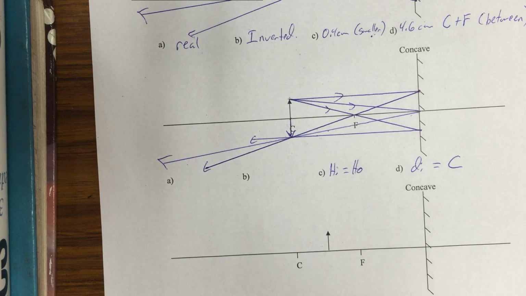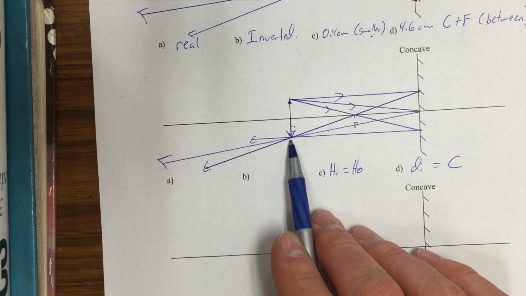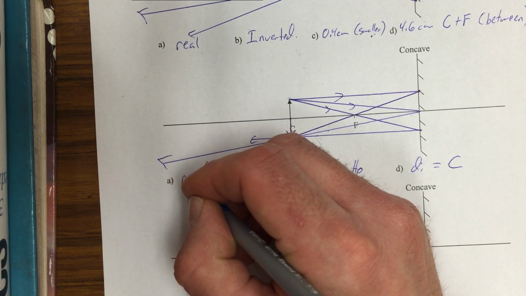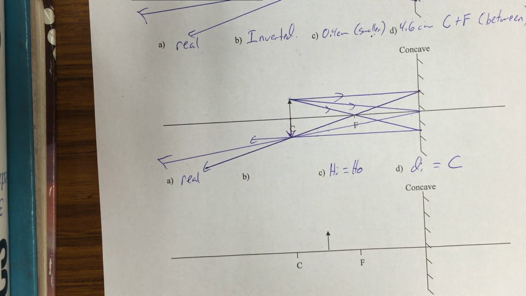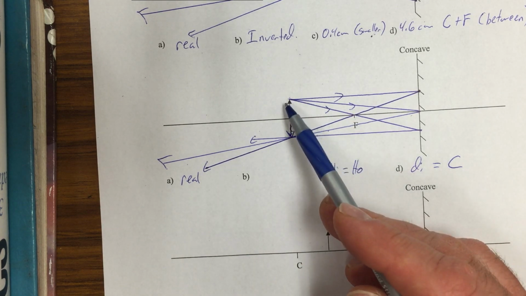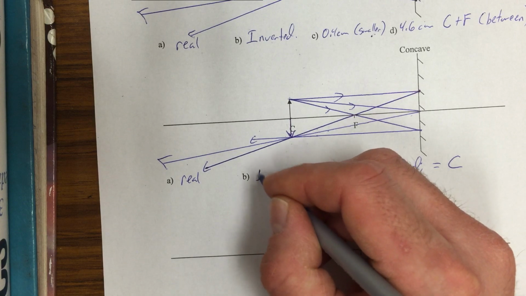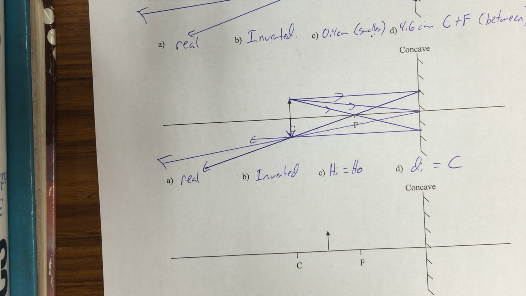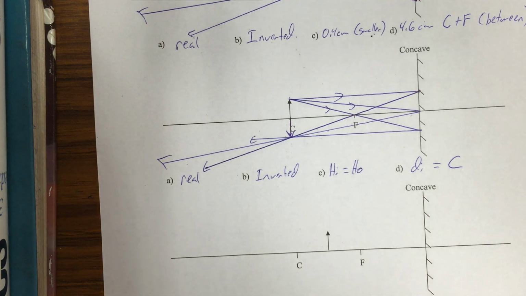The other two things I need to do is, are these light rays actually crossing or appearing to cross? These light rays are actually crossing, which makes this real. And the last thing is this image erect or inverted? It's pointing downward, the object is pointing upward. That makes it inverted. And that's what we get for the terminology we're looking for as far as the 4 descriptors in the case of the object being on C.